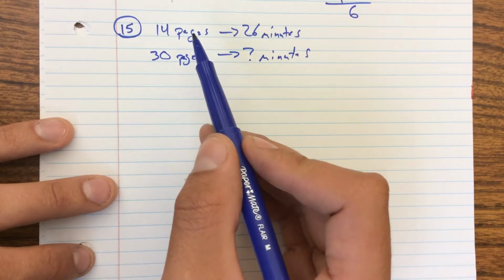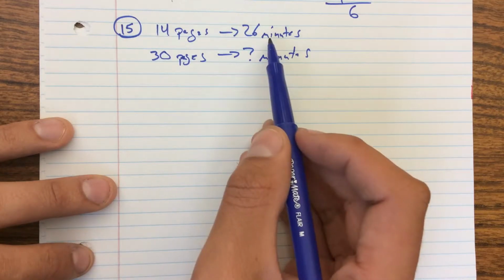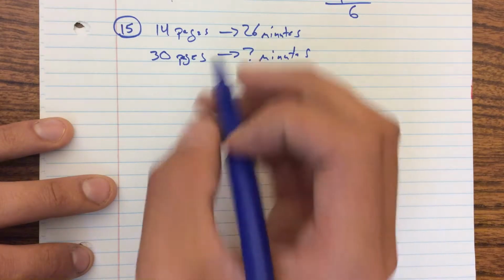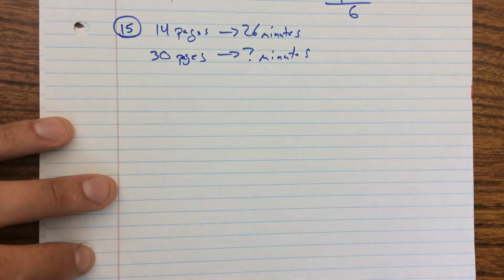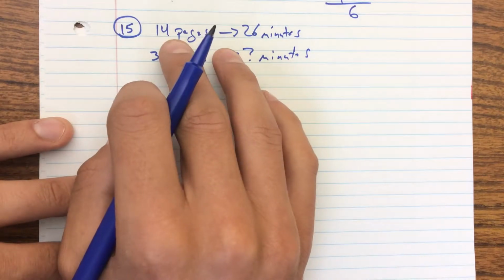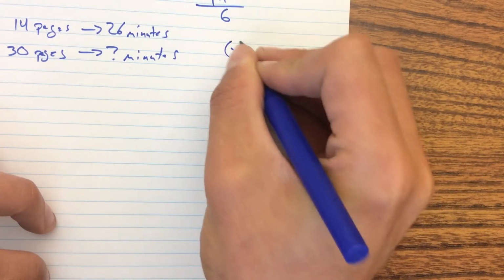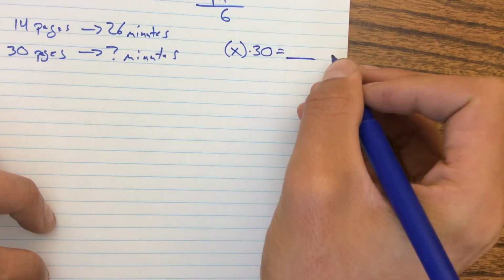So, if I know that he can read 14 pages in 26 minutes, and I want to know what 30 pages is, I am looking for how long it's going to take him to read one page. Because once I know how long it takes him to read one page, I can take that number, whatever it is, multiply it by the 30 pages I have to read, and that's going to give me my solution.